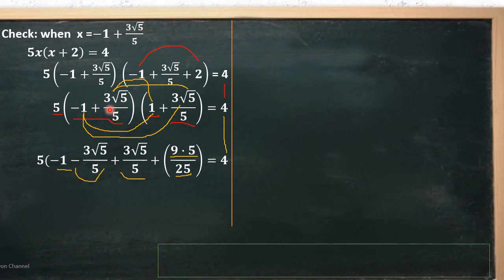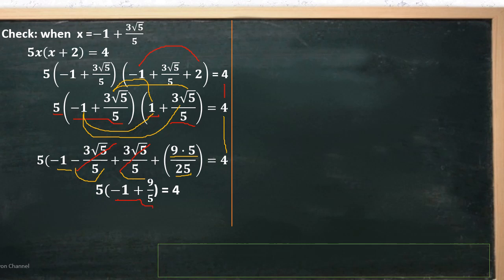Okay, 3 times 3 is equal to 9. And square root of 5 times square root of 5 is 5. And 5 times 5 is 25. Bring down 4. Now, we have to simplify further, but we can combine -3 square root of 5 over 5 plus 3 square root of 5 over 5, that is already 0. And what's left are 5 times quantity of -1 plus 9 over 5.